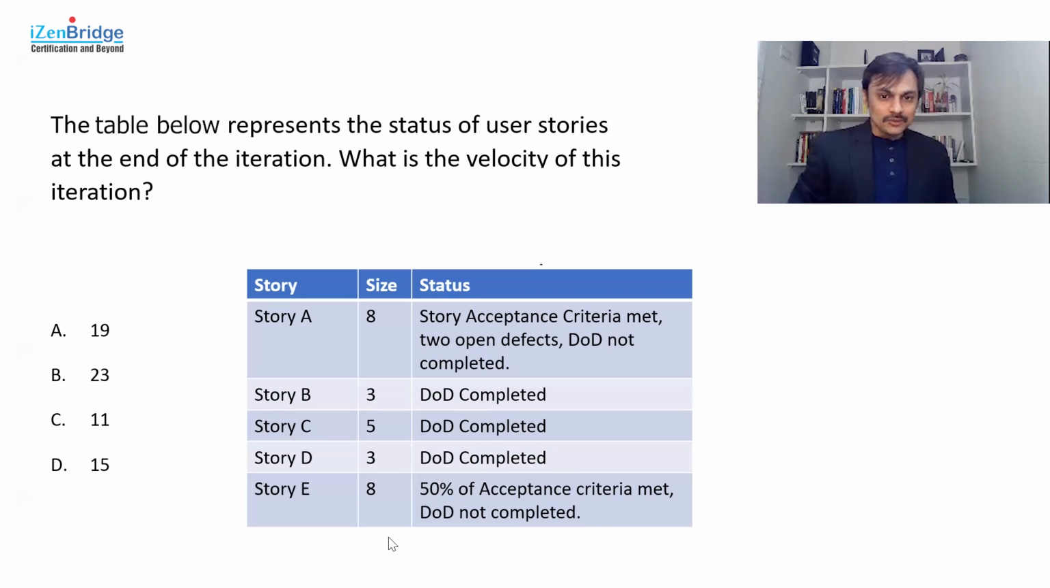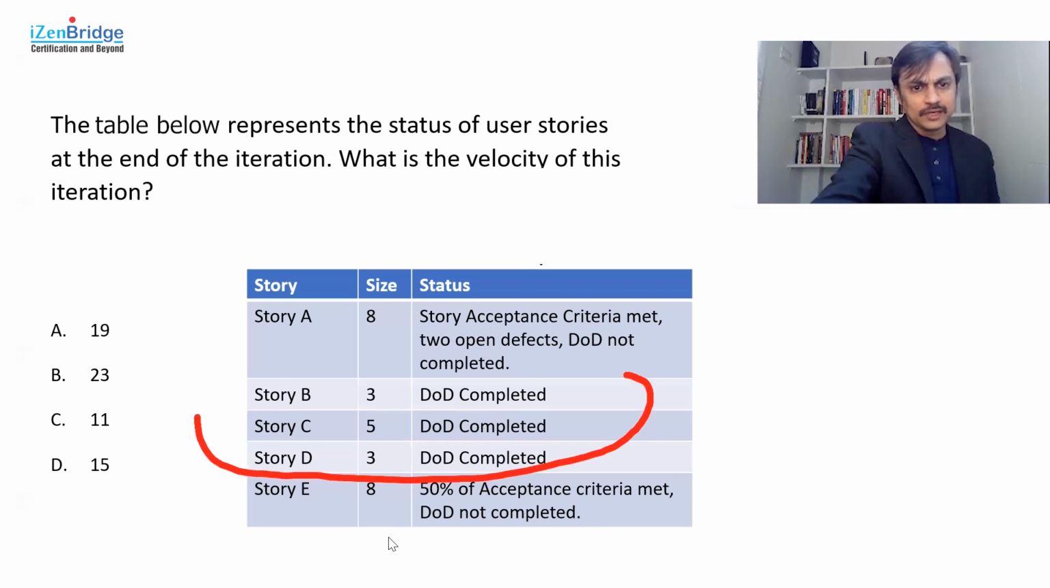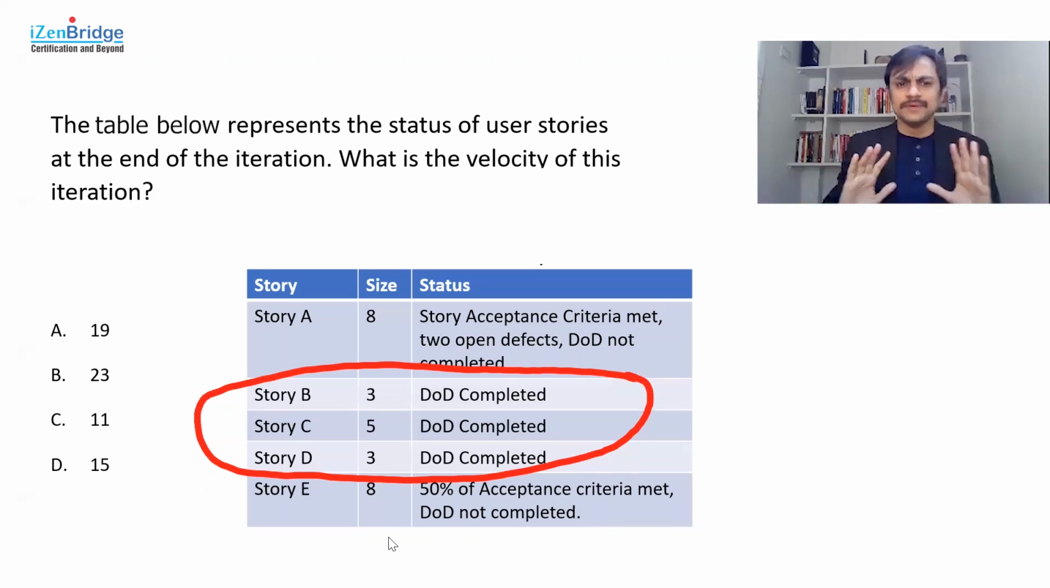So I can say one thing is pretty much simple, that these 3 will get marked when we are calculating velocity, because these 3 are simple cases. Story B, C, D are completed, and we should be counting them in the velocity. The only question is about A and E. Should we add some points from there? If yes, how many? That's the kind of confusion, and that's the concept this particular question is testing.